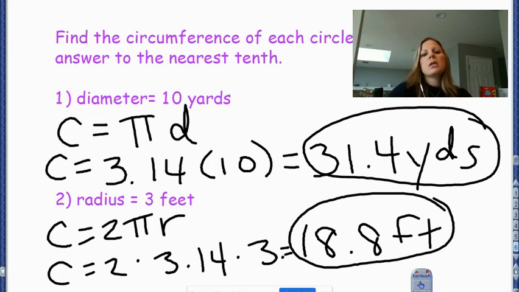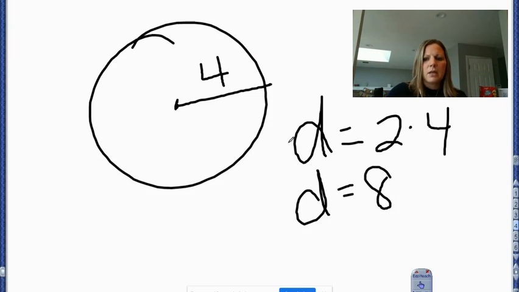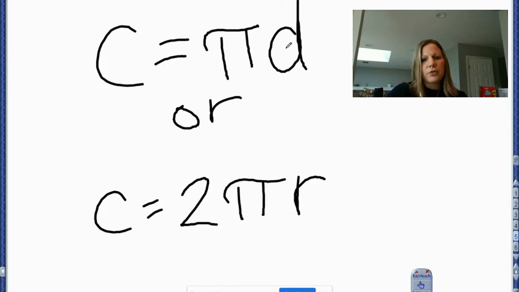Okay. So I think the trickiest part of this lesson is probably deciding which formula to use. Remember, if you're given the diameter, you would use this formula. And if you're given the radius, you would use this. All you need to do is plug in the information to the formula and multiply.